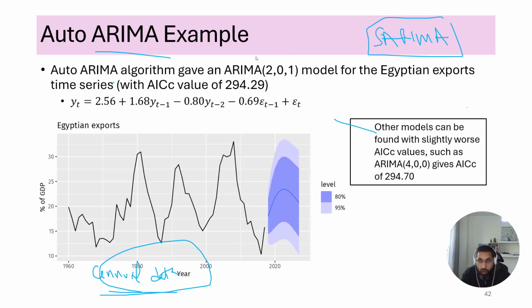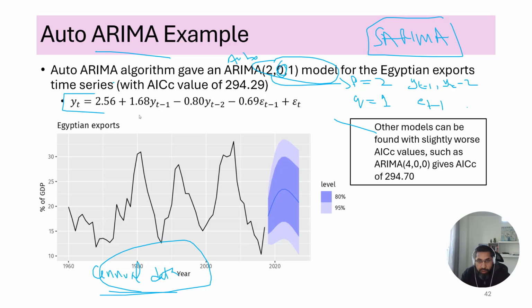And when we run auto ARIMA, it gives us this model, 2,0,1. What does it mean? P equals 2, so we'll use two past values of y, yt minus 1, yt minus 2. Differencing is 0, so we don't need to difference. And then Q equals 1, so we'll use one past error.